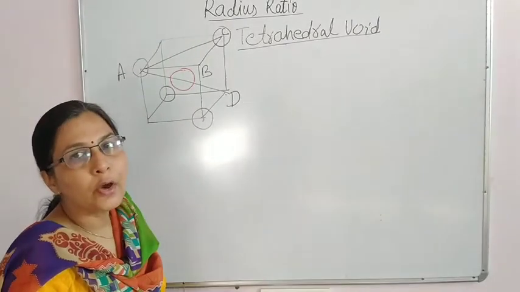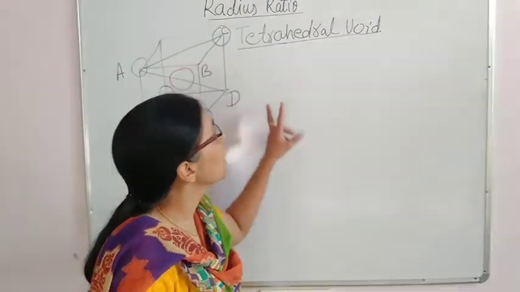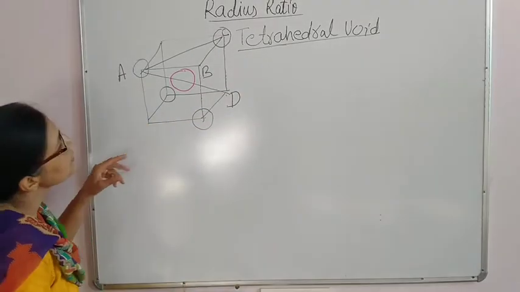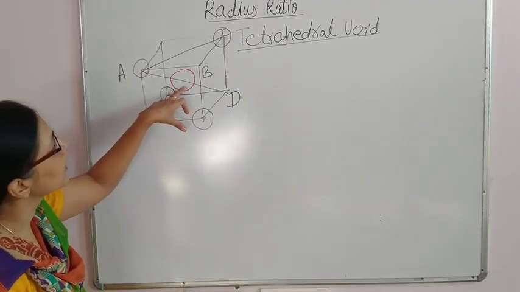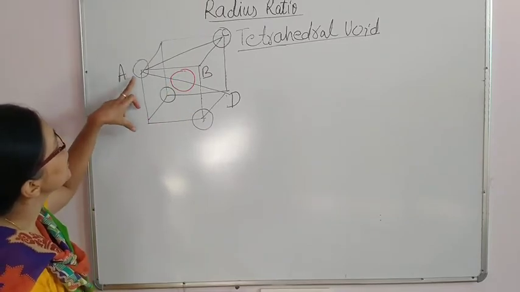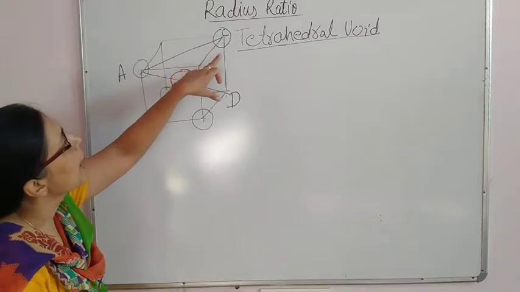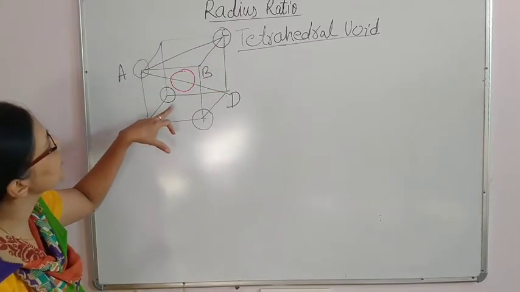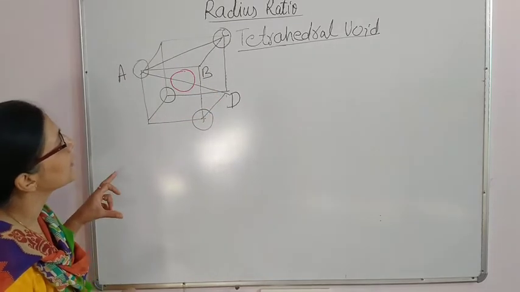Let us continue our topic. Now I am determining the radius ratio of tetrahedral void. This is the position of the void. The red colored void is the void, and these four positions are shown as the atoms which are situated at the tetrahedral positions.